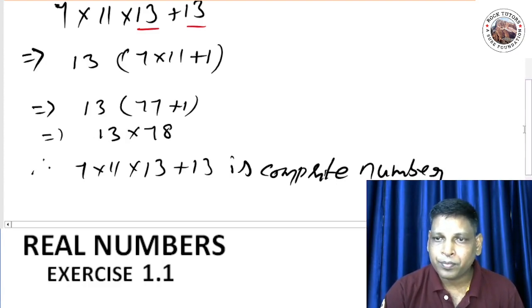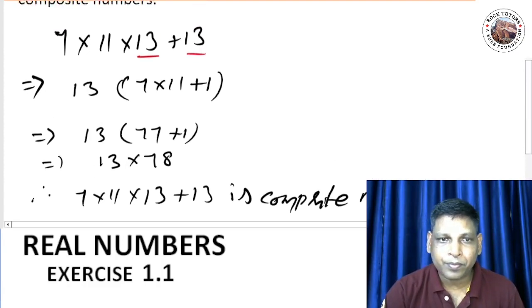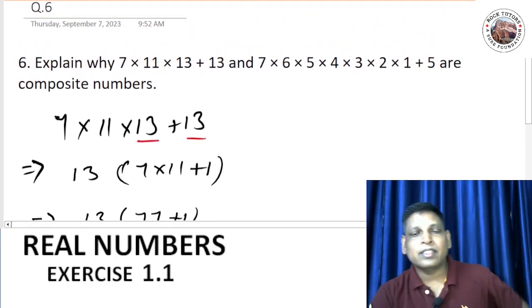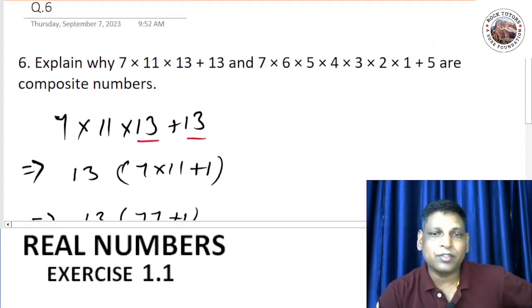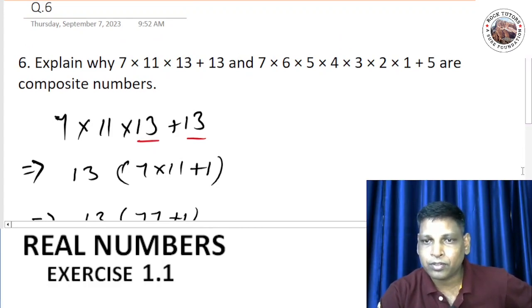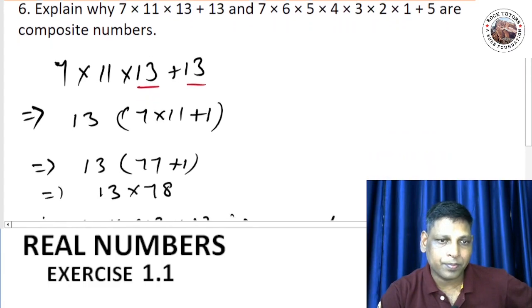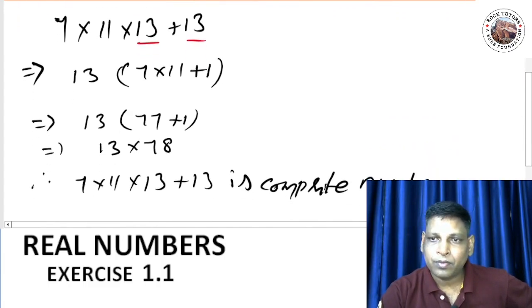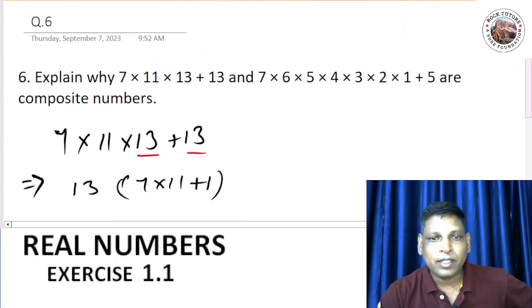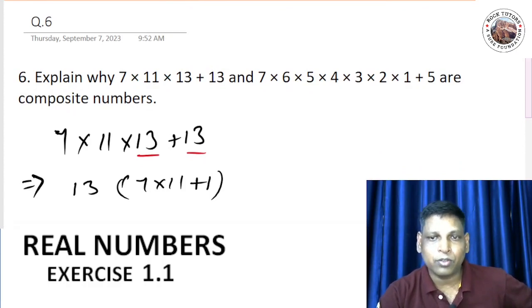Next part: 7 into 6 into 5 into 4 into 3 into 2 into 1 plus 5. This also you can write. We'll see how to write it, whether we can write it or not.